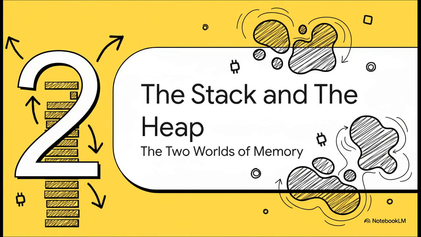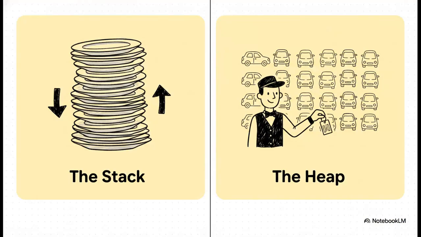Okay, so when you run a C program, where does all your data actually go? This brings us to the two main regions of memory every C programmer needs to know, the stack and the heap. The best way to think about this is with a simple analogy. The stack is like a stack of plates at a cafeteria. It's super fast. The last plate you put on is the first one you take off. It just manages itself.